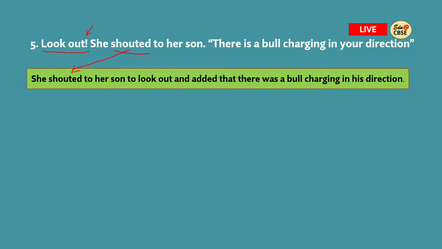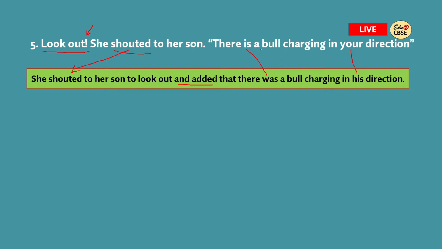So here you can write and added, because you are going to connect these two parts now. So and added that there, so is changing into was, a bull charging, your is changing into his, in his direction. So this becomes the correct sentence. She shouted to her son to look out and added that there was a bull charging in his direction.